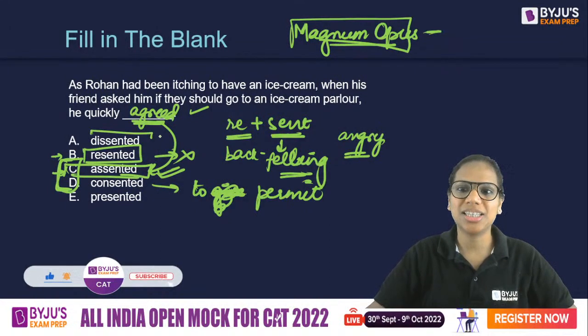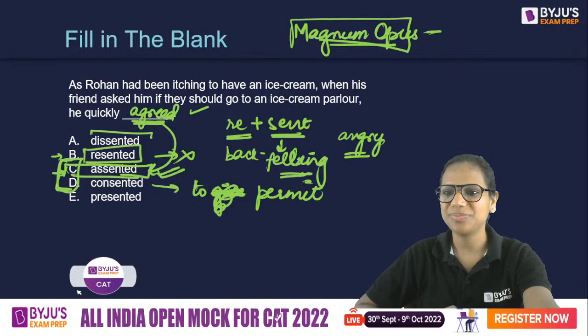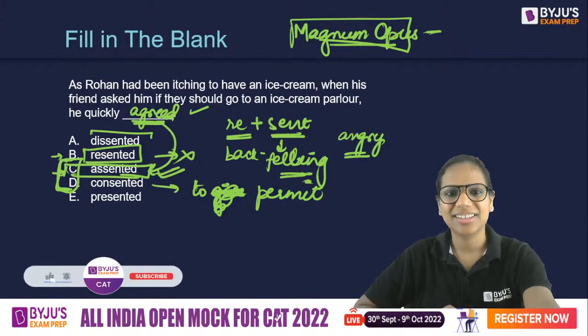When you dissent, yes, who is a dissenter? Yes, tell me. Who is a dissenter? Okay, okay, okay. Assented is agreed. Correct, correct.